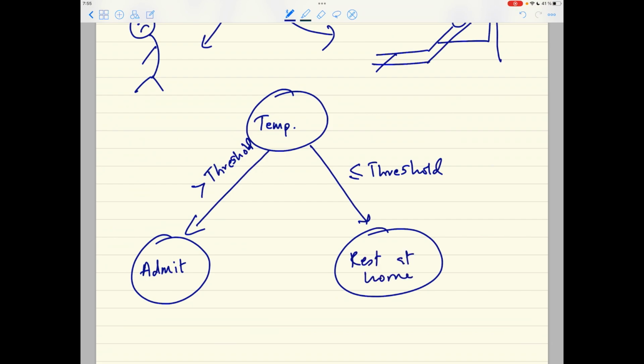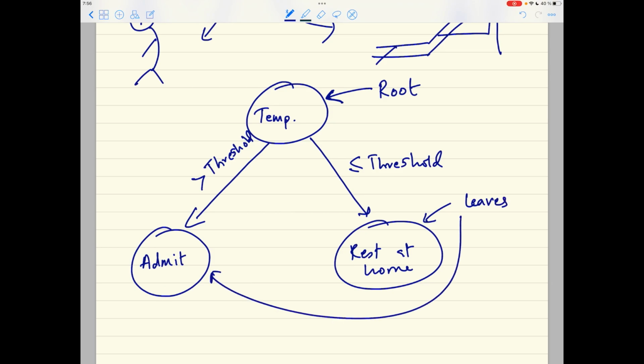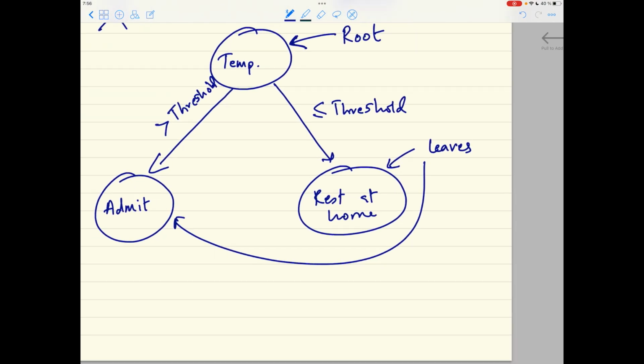So this is a decision tree, and you can see that it's in the form of a tree. You have the root node, which is here, and these are the so-called leaves. Both of these nodes are leaves, and the reason they are leaves is because they don't have any children. And then once you have this, you can also represent it using a plot.